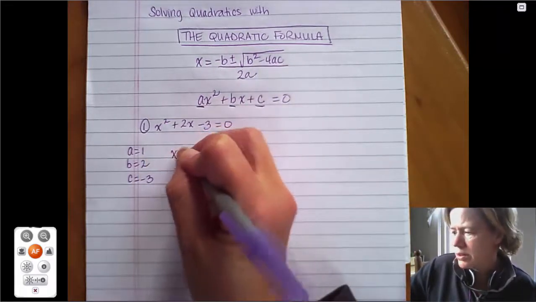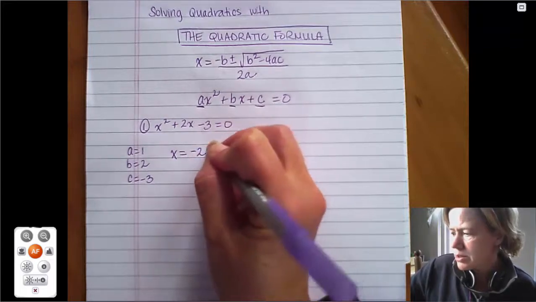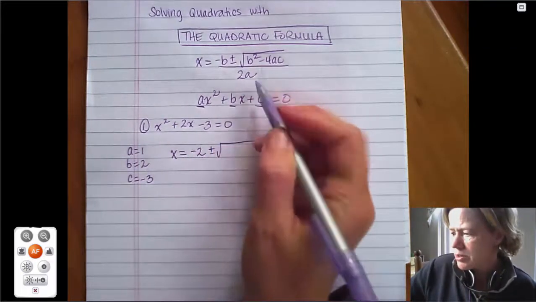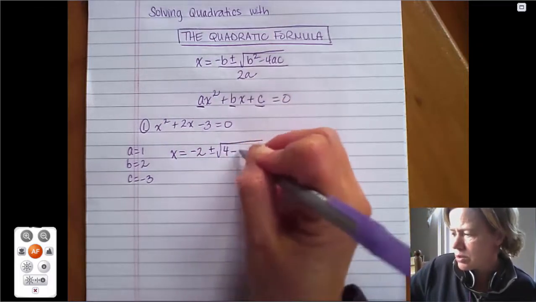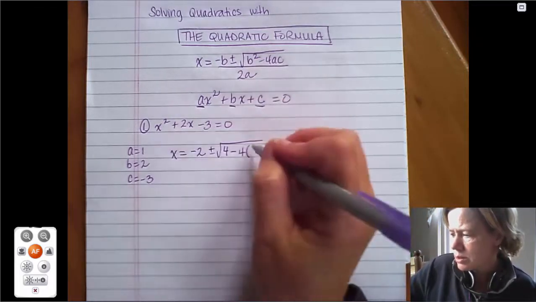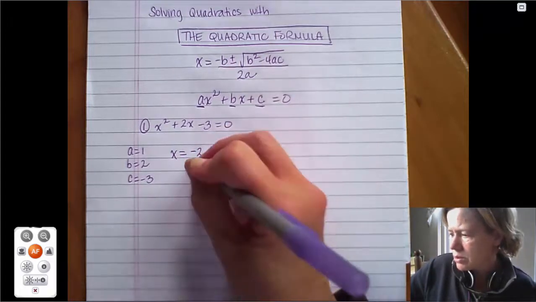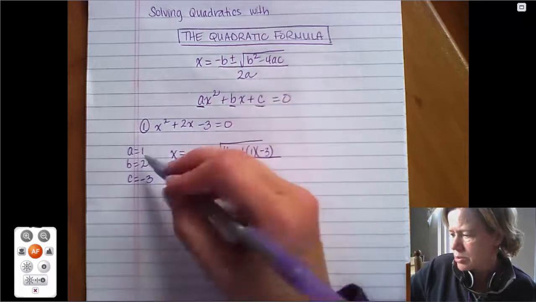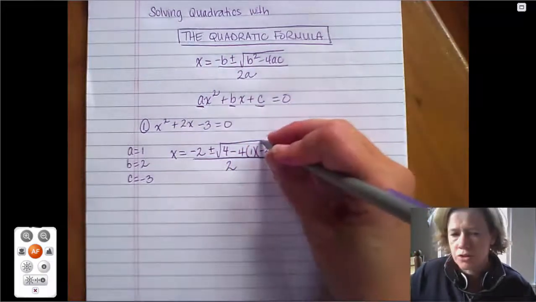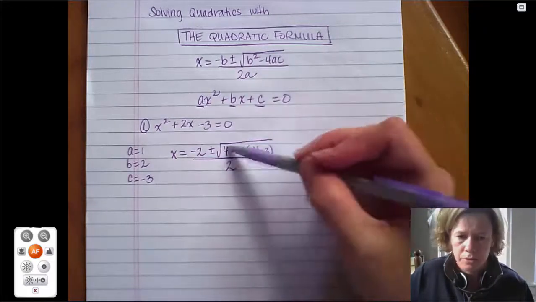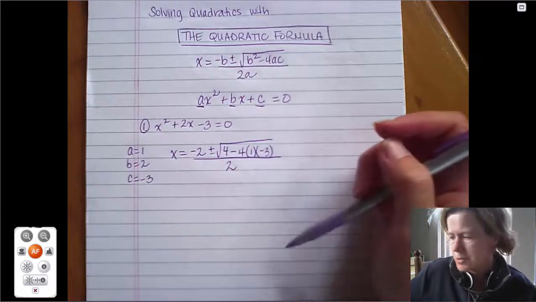x equals the negative value of b, so here that's negative 2, plus or minus the square root of b squared, 2 squared is 4, minus 4 times a is 1, times c is negative 3, all over 2 times a, 2 times 1 is 2. So that's the substitution you should show me. You don't need to show me the b squared, the number b squared. You can do that in your head most of the time.